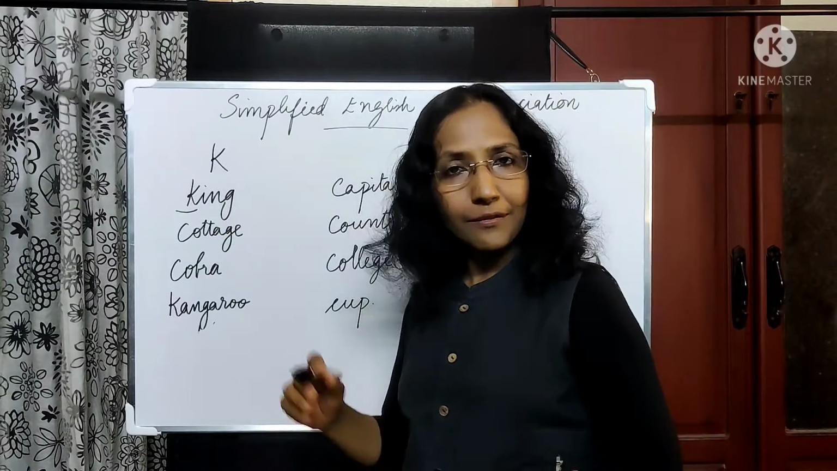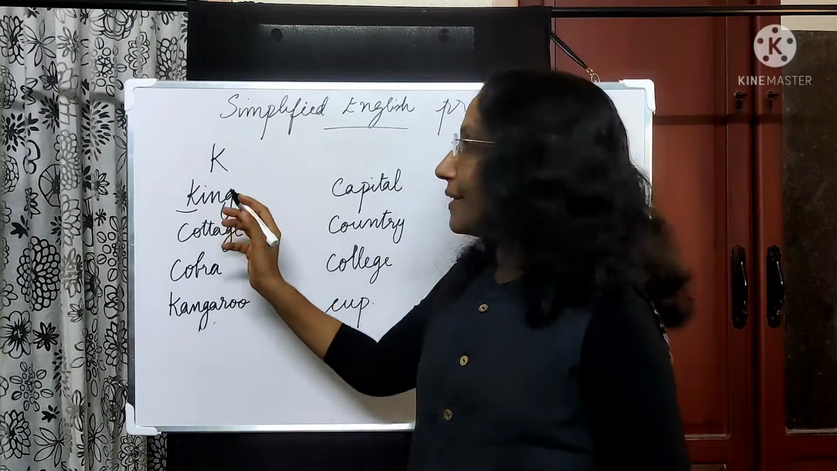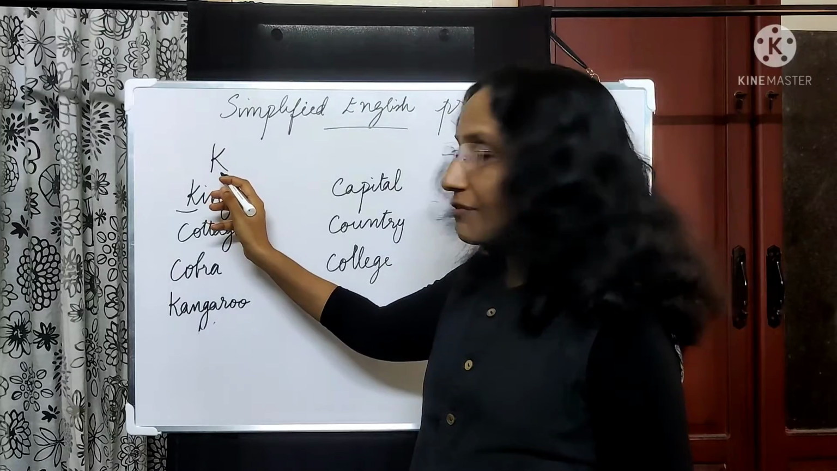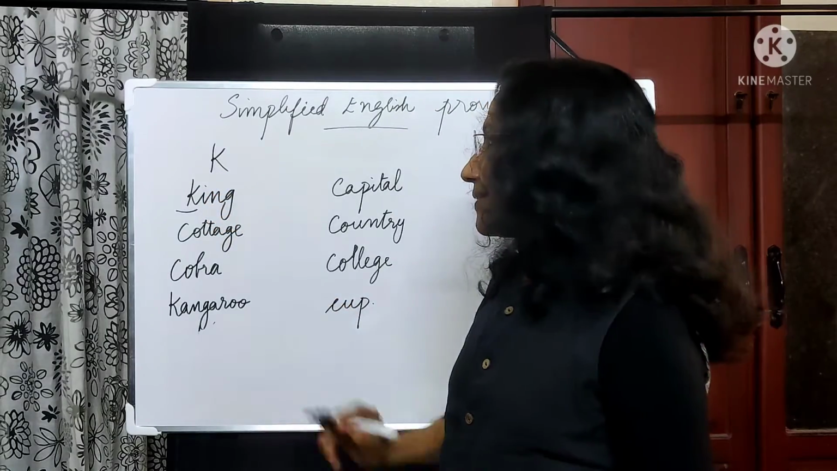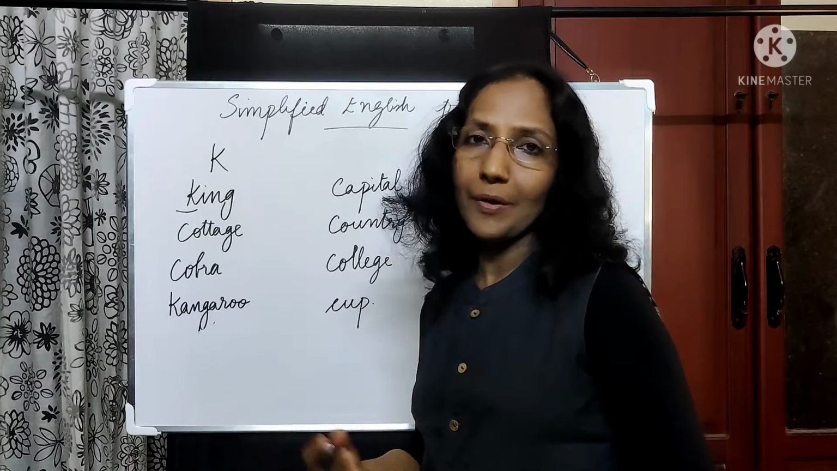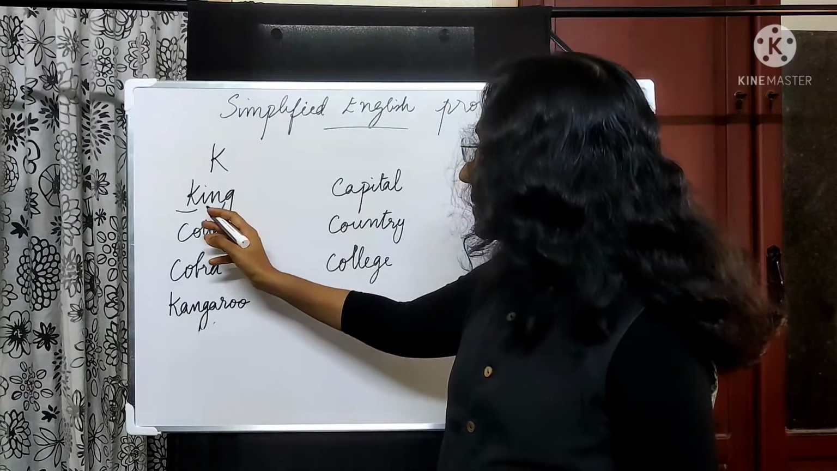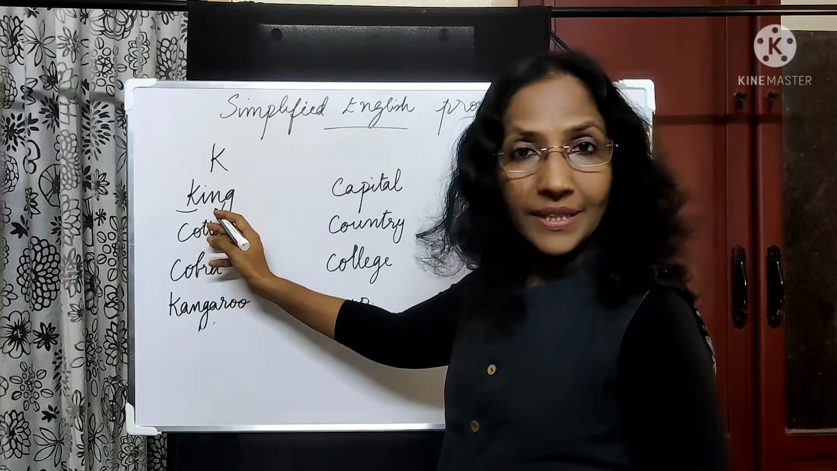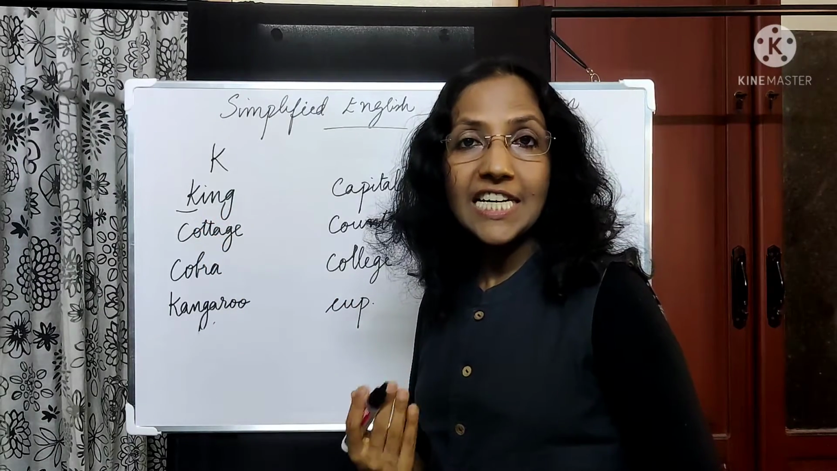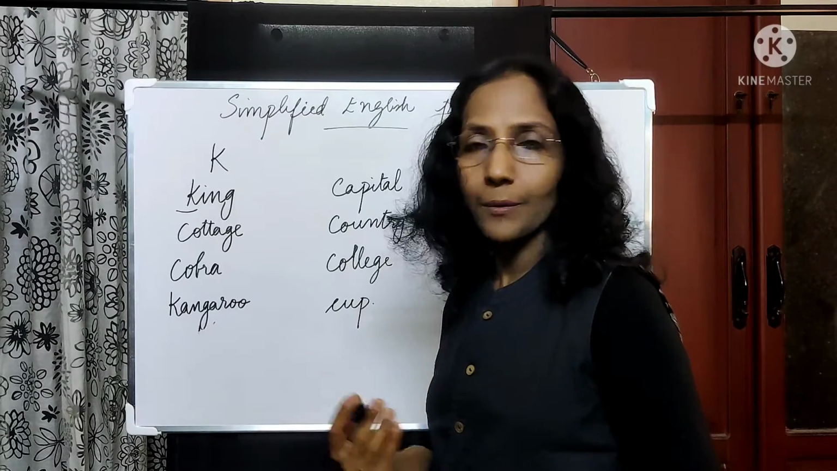Now let's learn the first phoneme that we have learned today, the phoneme k, which is represented by the English alphabet k. It is a voiceless consonant. It's a velar plosive, and see, it is there in the word king. The word is pronounced king. K, k is the sound.